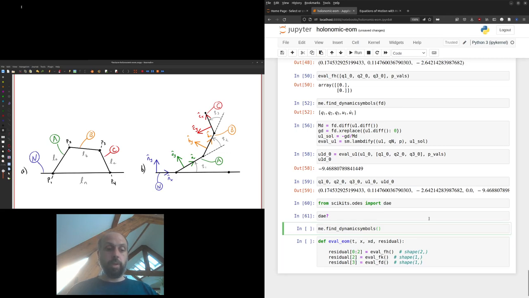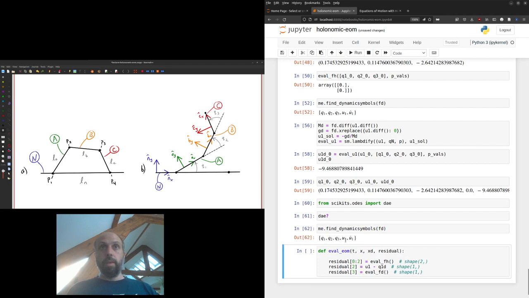All right, so let's look at it. We don't really need to eval FK. We need to make that function. All we need to do is know that we're going to do U1 minus Q1 dot. We'll do that, but we do need to create this eval FD. So that one will be a little bit trickier. So let's check FD. All right, so it has Q1, Q2, Q3, U1, and U1 dot.